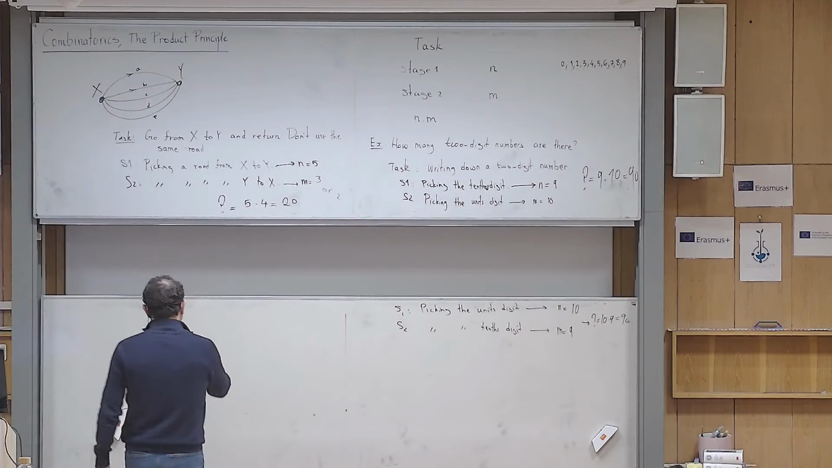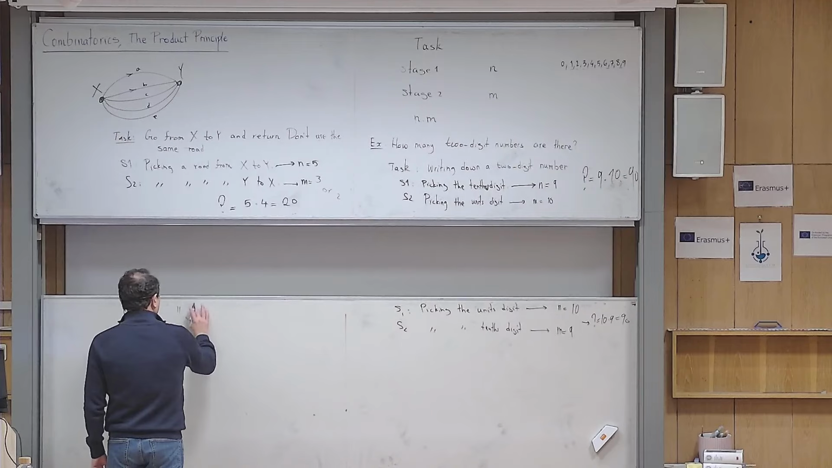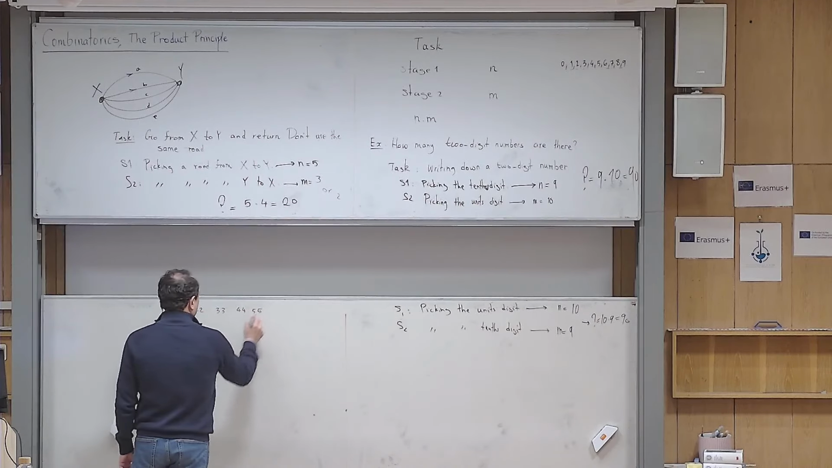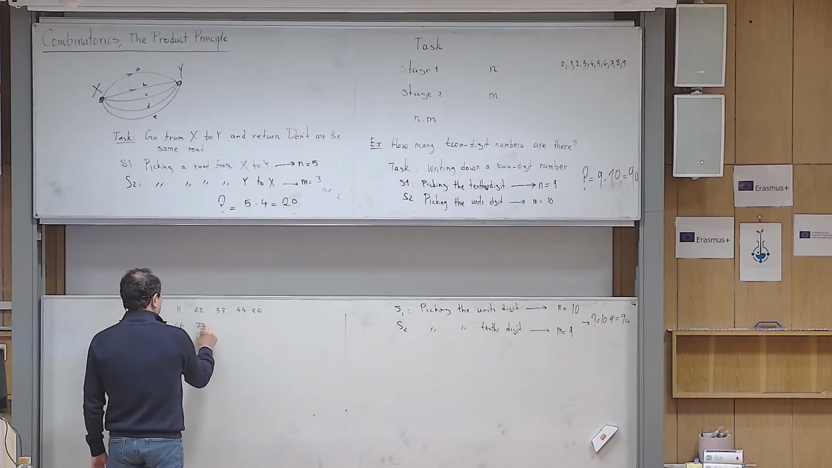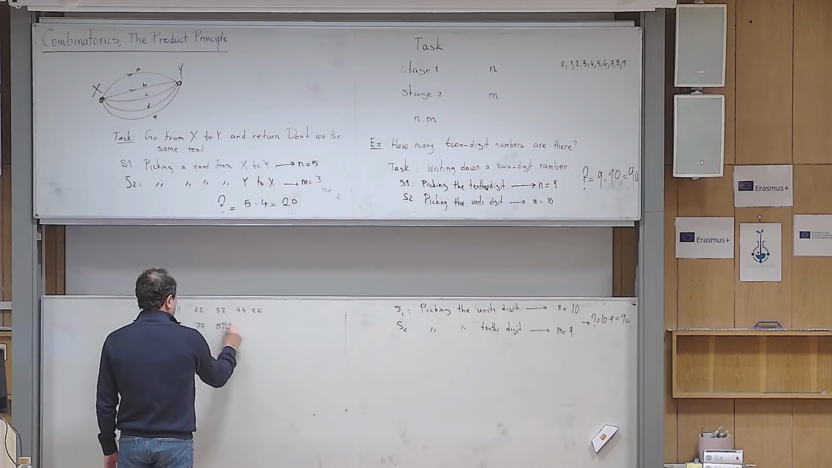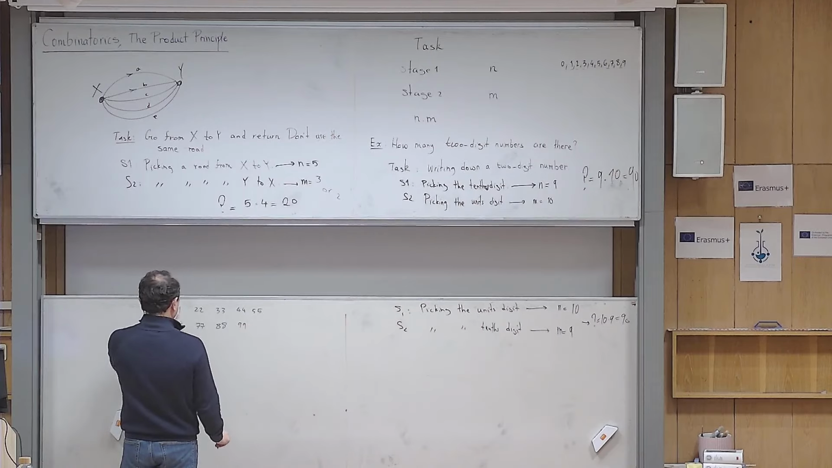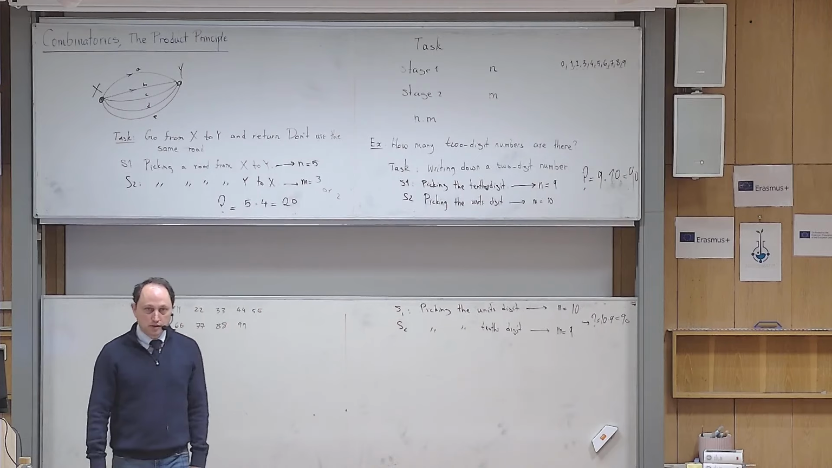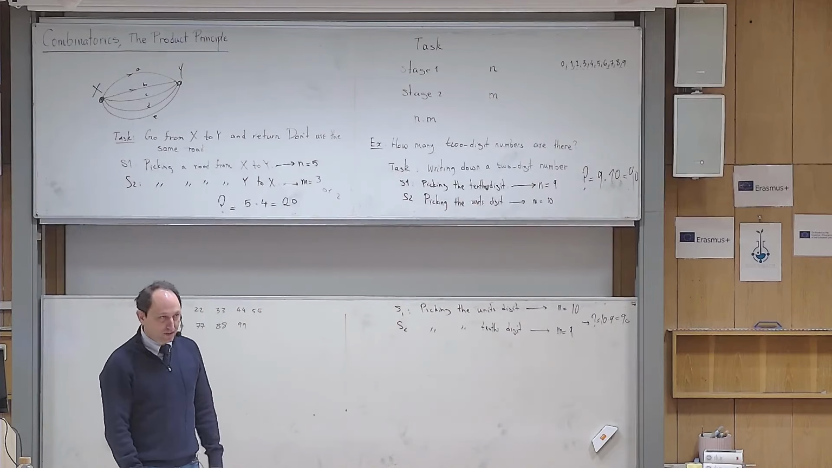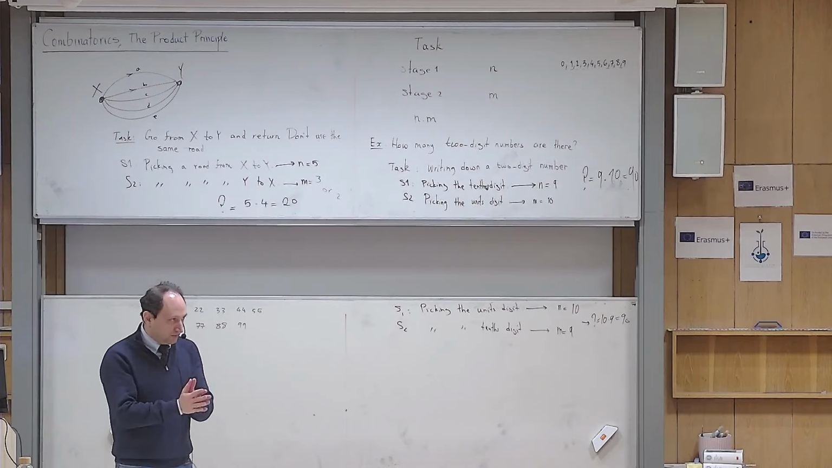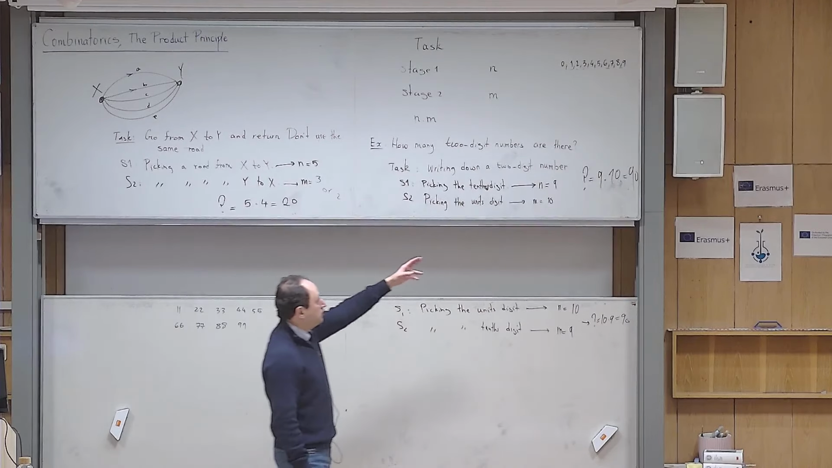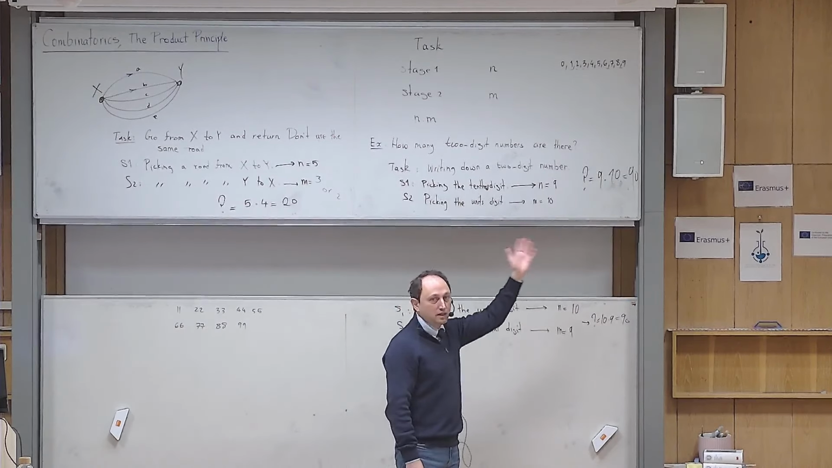So 11, 22, 33, 44, 55, 66, 77, 88, 99, am I right? 1, 2, 3, 4, 5, 6, 7, 8, 9. So 9 of them are not acceptable. Yes, so you can immediately answer. 90 was the total number of them. I had 90 two-digit numbers without any constraints.